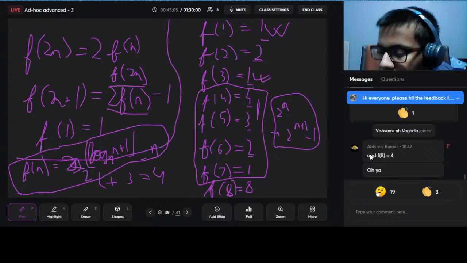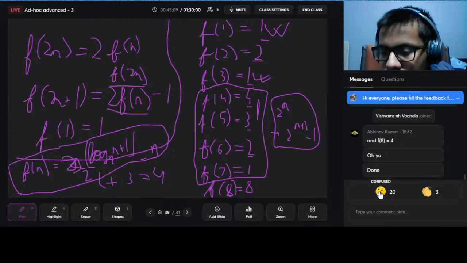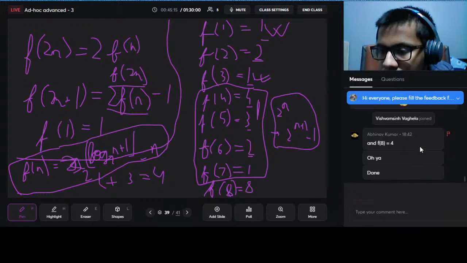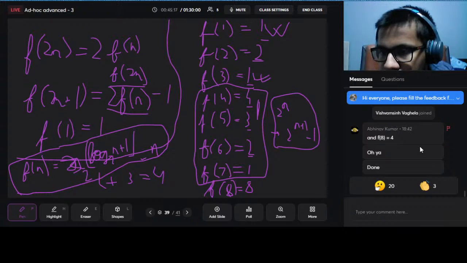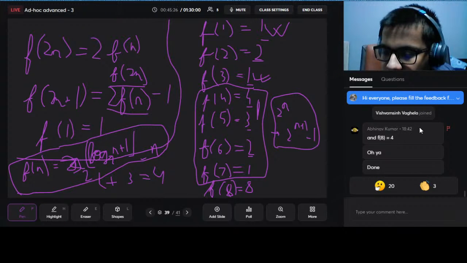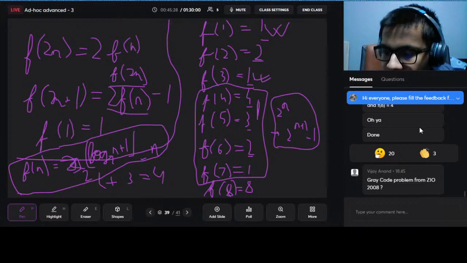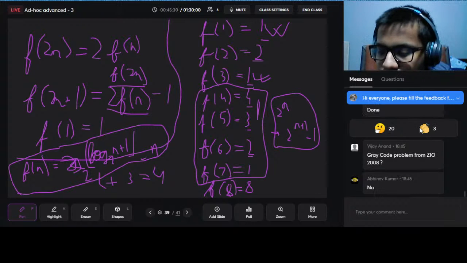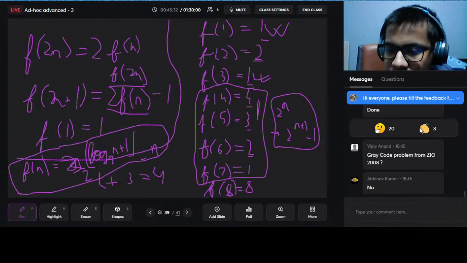Okay, great. I'm ignoring the confused emojis, but because no one is actually explaining what the issue is. Okay. Anything else? Could you give me the problem? I don't remember problems as such.